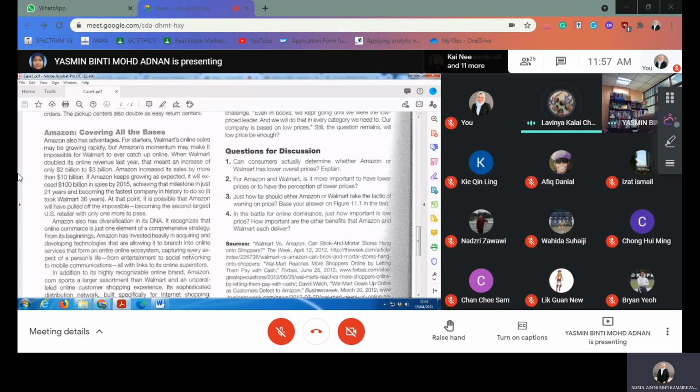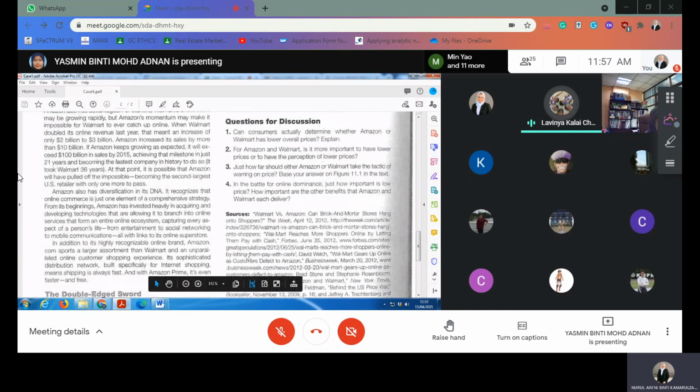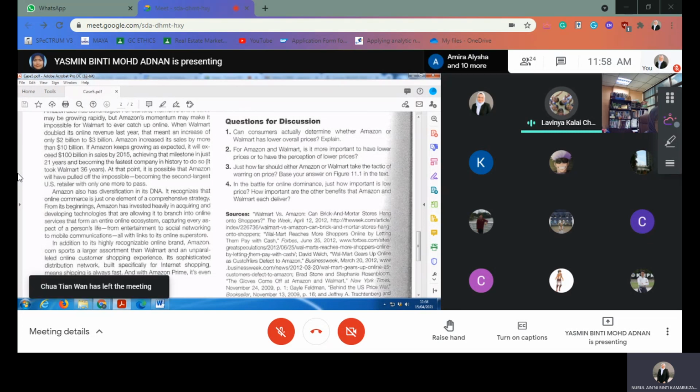Possible that Amazon will have pulled off the impossible, becoming the second largest US retailer with only one more to pass. Amazon also has diversification in its DNA. It recognizes that online commerce is just one element of a comprehensive strategy. From its beginnings, Amazon has invested heavily in acquiring and developing technologies that are allowing it to branch into online services that form an entire online ecosystem, capturing every aspect of a person's life, from entertainment to social networking to mobile communications, all with links to its online superstore.